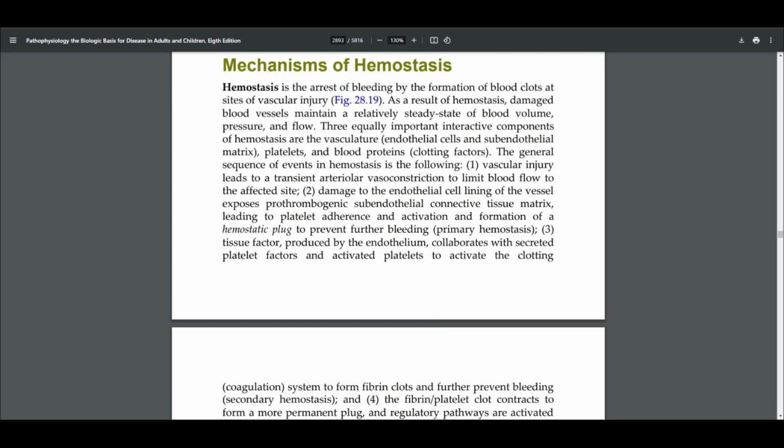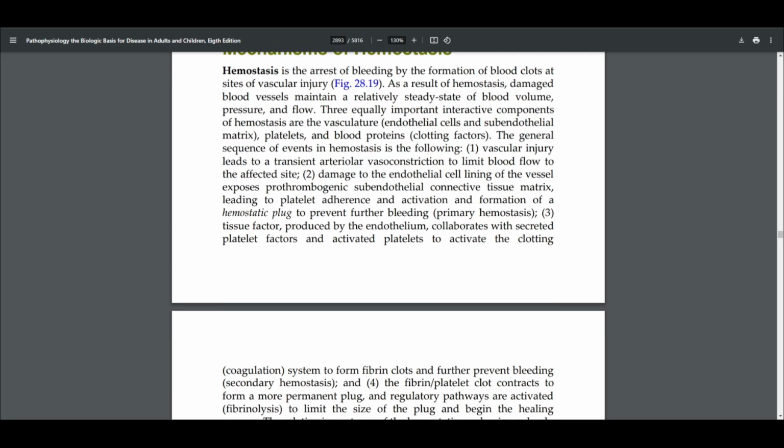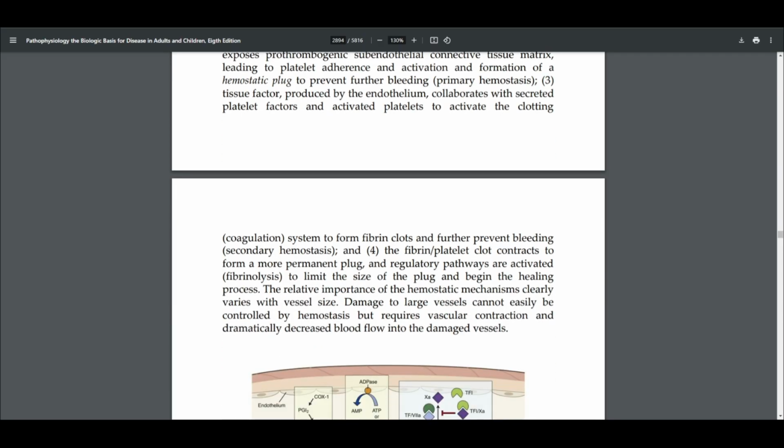You have a vascular injury that leads to a transient arteriolar vasoconstriction to limit blood flow to the affected site. Then you have damage to the endothelial lining, or cell lining, of the vessel, which exposes the prothrombogenic subendothelial connective tissue matrix, leading to platelet adherence and activation and formation of the hemostatic plug to prevent further bleeding. Then, tissue factors produced by the endothelium collaborate with secreted platelet factors and activated platelets to activate the clotting system to form the fibrin clots and further prevent bleeding.